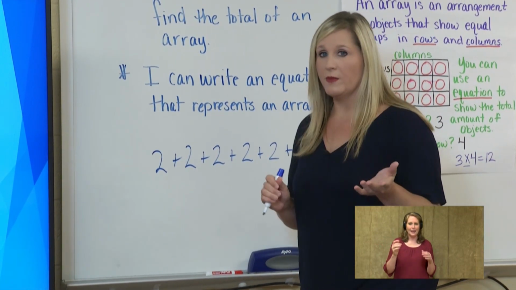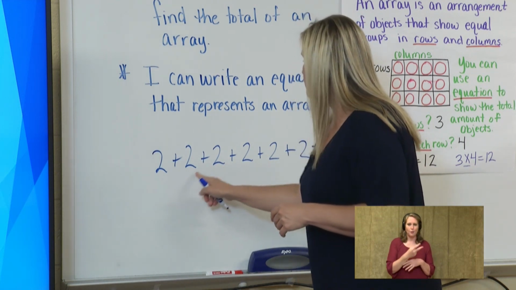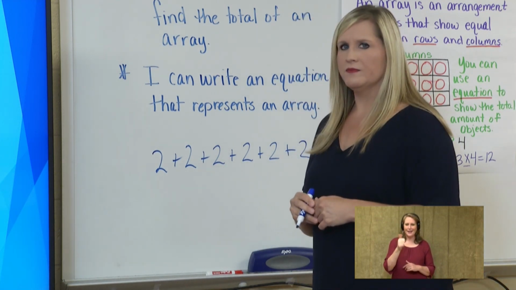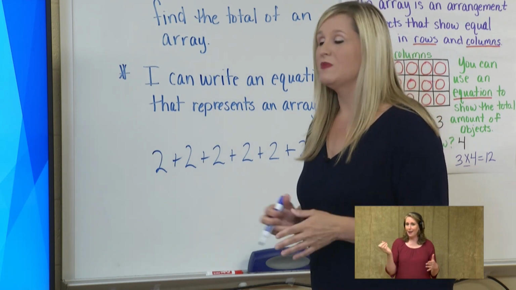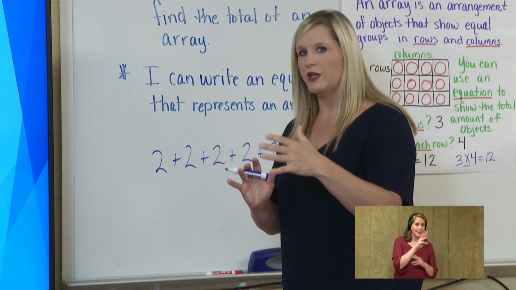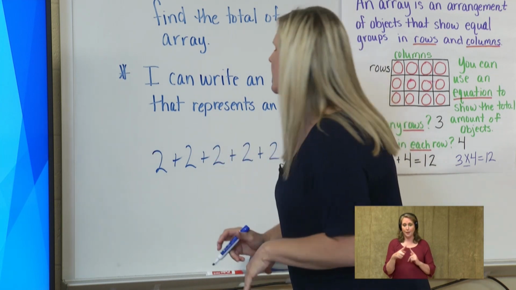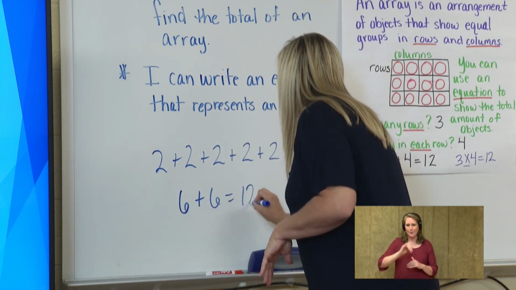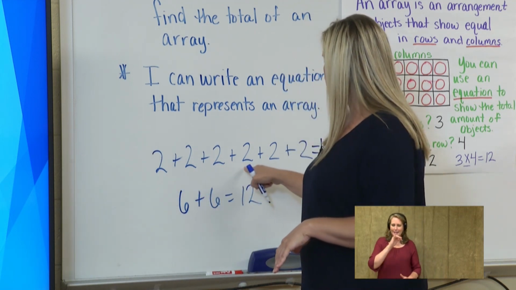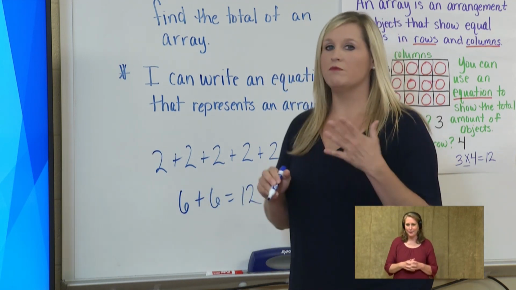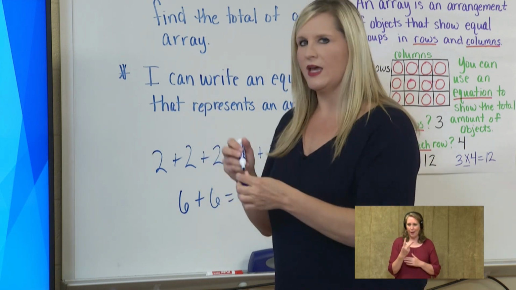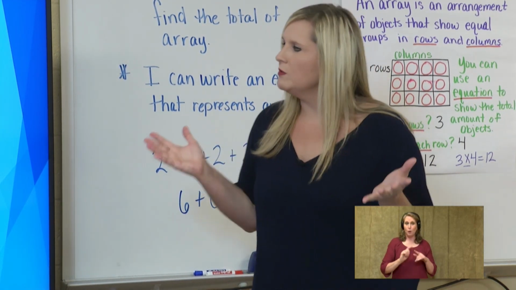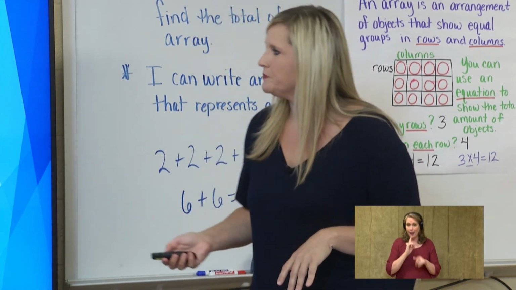Well, if I can count by 2s, I know that I could say 2, 4, 6, 8, 10, 12. And would that be the same thing? It is the same thing. So really, it doesn't matter which way you write it because you're going to get the right answer, because 6 plus 6 is the same thing as 2 plus 2 plus 2 plus 2 plus 2 plus 2. They both equal 12. So we may see that a different way. So even if you wrote it a different way, you would still get the same answer.